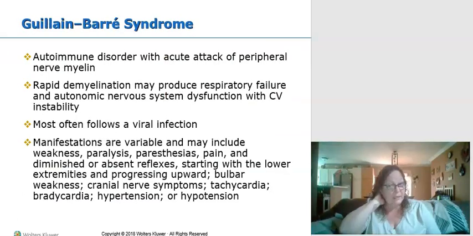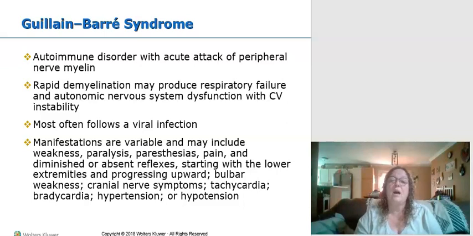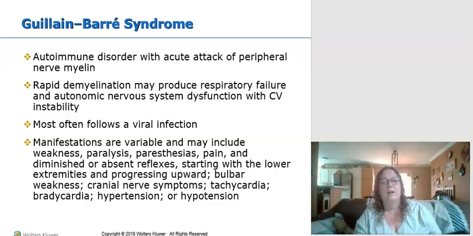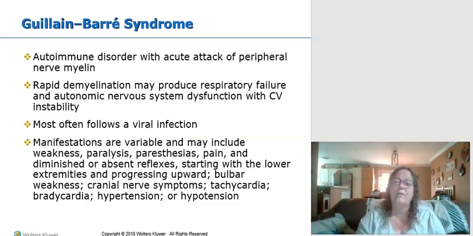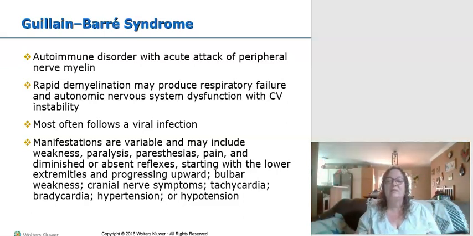All right, Guillain-Barré. This is an autoimmune disorder with acute attack on the peripheral nervous system. So multiple sclerosis is central, Guillain-Barré is peripheral. And this has a rapid demyelinization, which kind of manifests in an ascending paralysis.